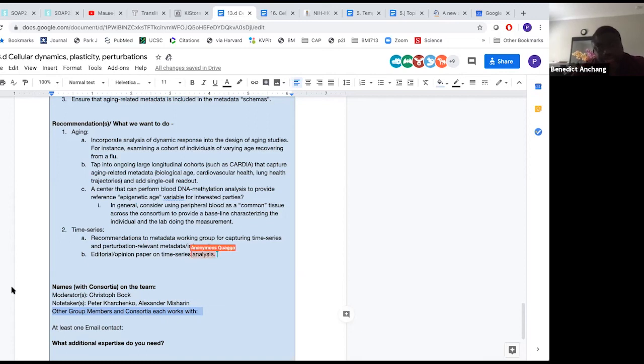Alex, where do we add the name? It's highlighted on the screen. So if you go into the doc, which is linked off the KI start page, there's this blue box, and then there's names with consortia on the team. So you could add yourself there.